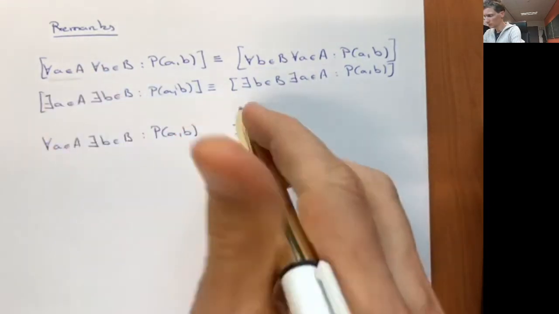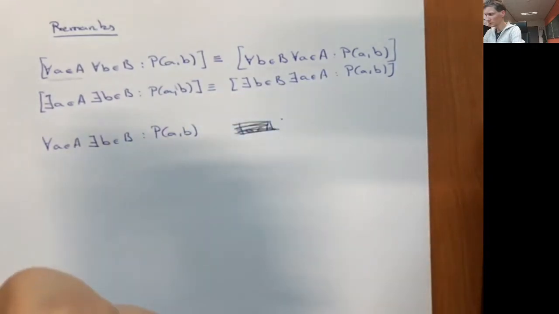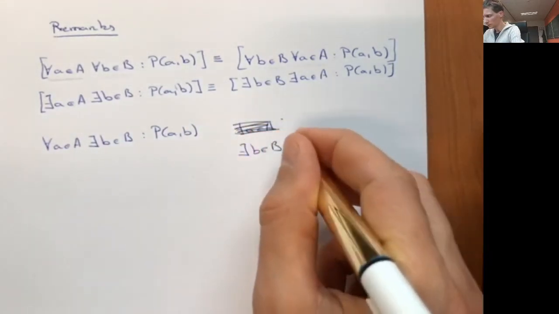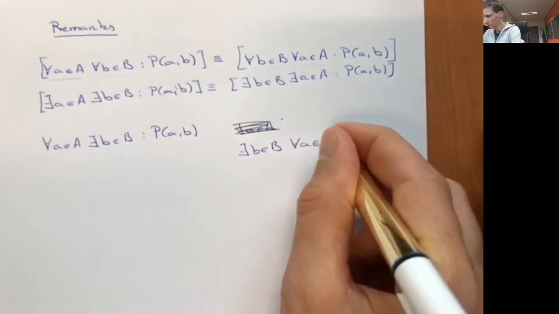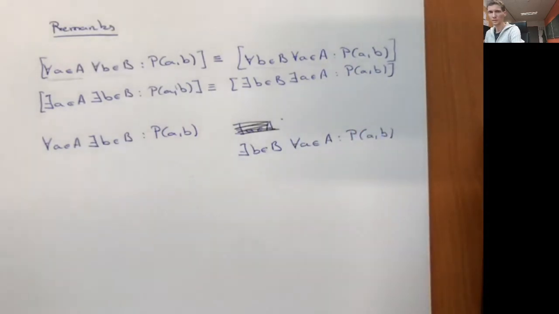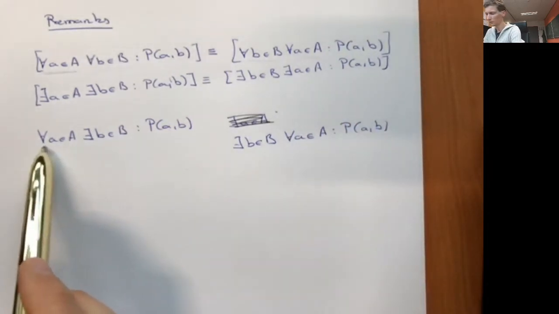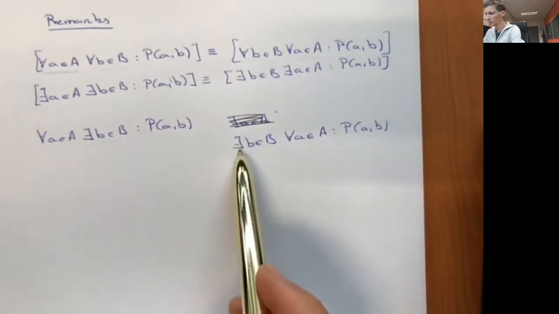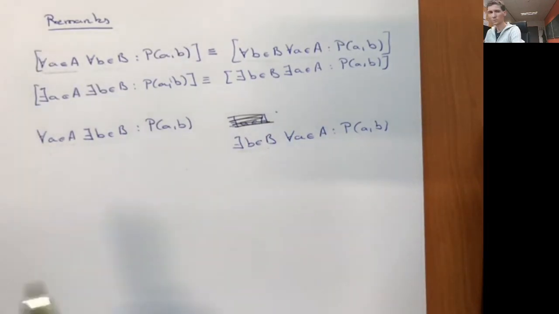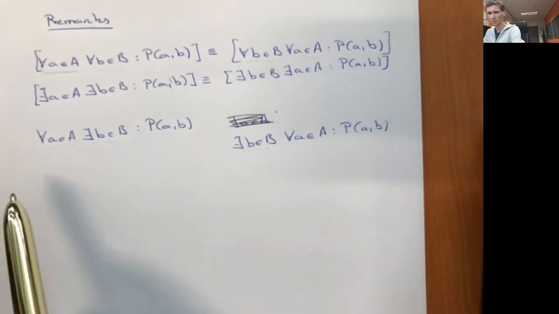Let me delete this. The right hand side you have there exists a b such that for all a, P(a,b). Okay, so here you have first the for all and then the existential one. Here you have first the existential one and then the universal one. So are these two formulas the same? So let's think a little bit.